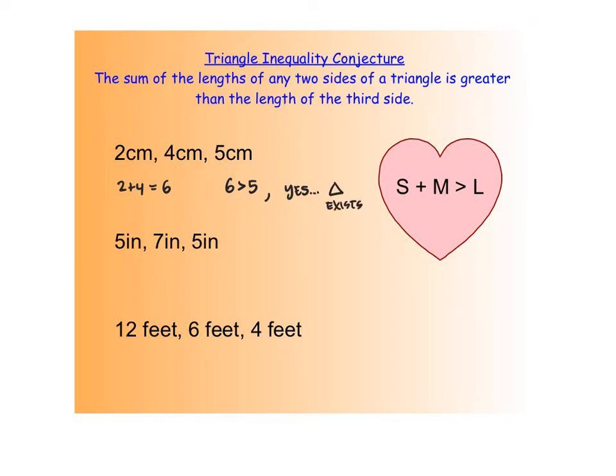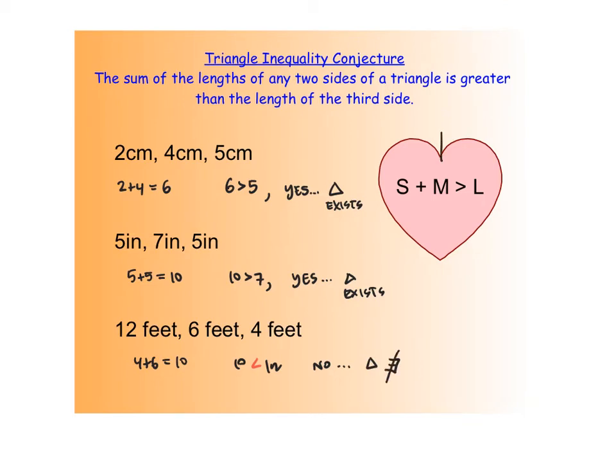How about 5, 5, and 7, or 5, 7, and 5? I'm going to take 5 and 5, the 2 shorter sides, add them together, I get 10. Well, is 10 greater than 7? Yes, it is. Therefore, again, a triangle exists. Our last example, I'm going to take 4 plus 6, that equals 10. Now 10 is less than 12. That's a no-go, right? We don't want for the sum of the 2 sides to be less than the third side. We want it to be greater. Therefore, no, triangle does not exist. This is the symbol for does not exist.